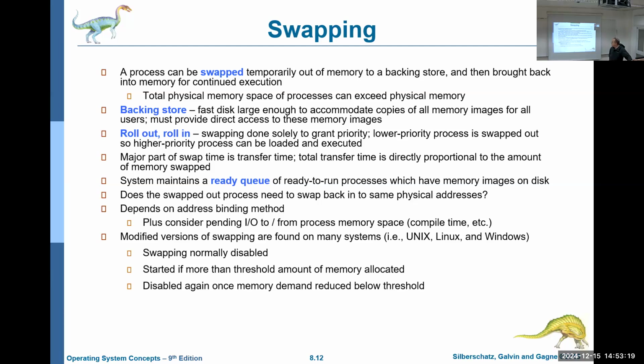Modified versions of swapping are found in many systems. Swapping is normally disabled, but if a certain amount of memory is used, then you start enabling the swap. Here's a question. Why is it that we normally have swapping disabled? Because we'd rather not have to swap things, because it'll slow down our system. So as long as we can, we're not going to just start swapping stuff. We're only going to swap if we absolutely have to. It's started if the certain threshold is reached, and disabled once it goes beneath that threshold.